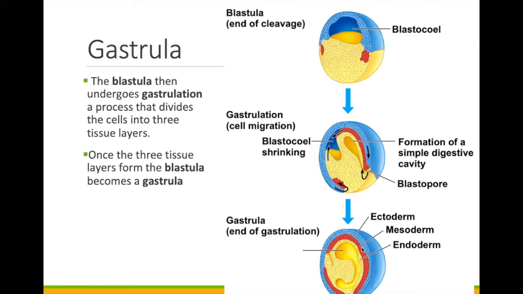Once these 3 layers have been rearranged and formed, then instead of being called a blastula, we now call it a gastrula. Once the actual organs start to form, we're going to call this an embryo.